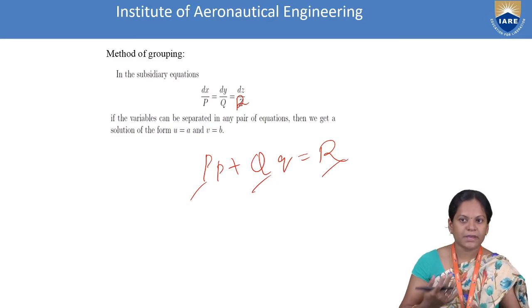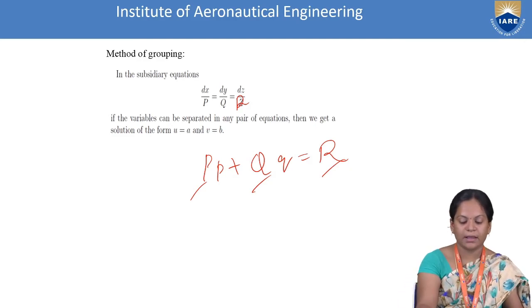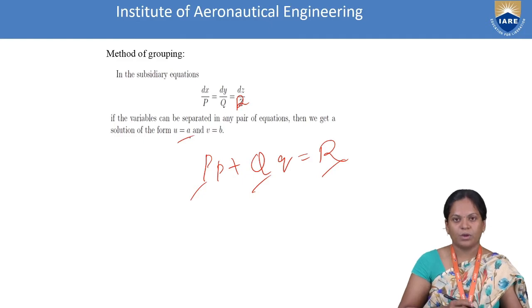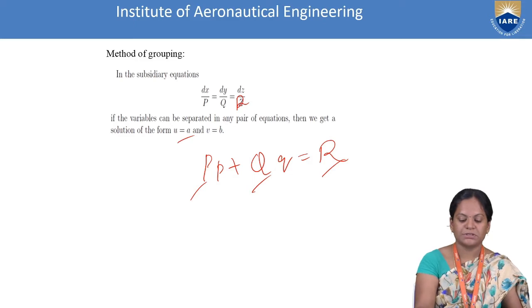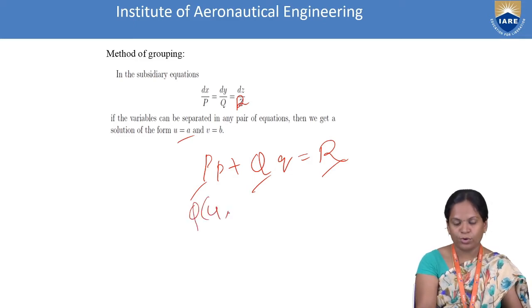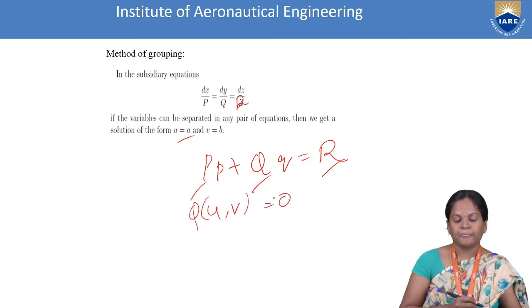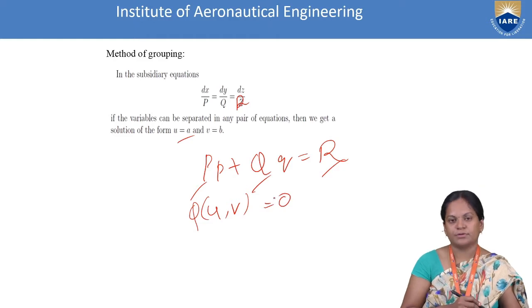If the variables can be separated in any pair of equations, then we get solutions of the form u equal to a, let us take, and one more v equal to b. Sometimes we may get 3 also, but here we need only 2 solutions. Why? Because the solution of this linear partial differential equation is only phi of u comma v equal to 0. Here we need only 2 solutions, one is u and another one is v.